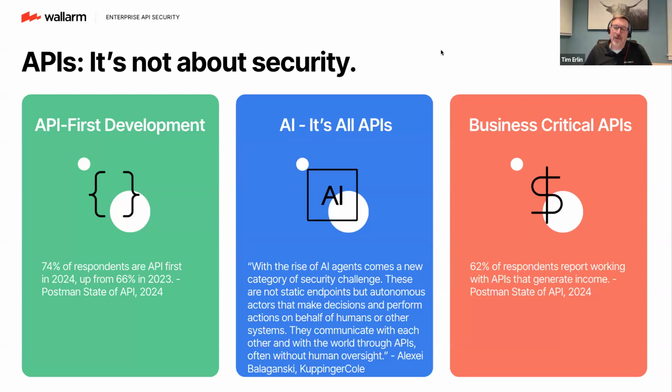Yeah, to your point, first of all, I put up a couple of statistics from the Postman State of API report, the first of which speaks to exactly your point. 74% of respondents say they're API first in 2024, up from 66% in 2023. So the majority of the folks who respond to the Postman survey, which, to be fair, probably has a biased selection, say they're API first, for sure.